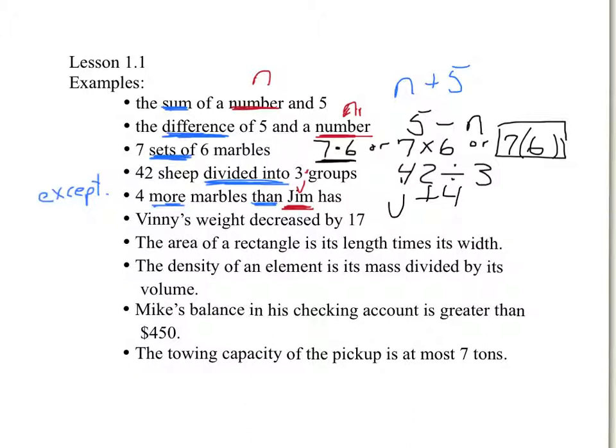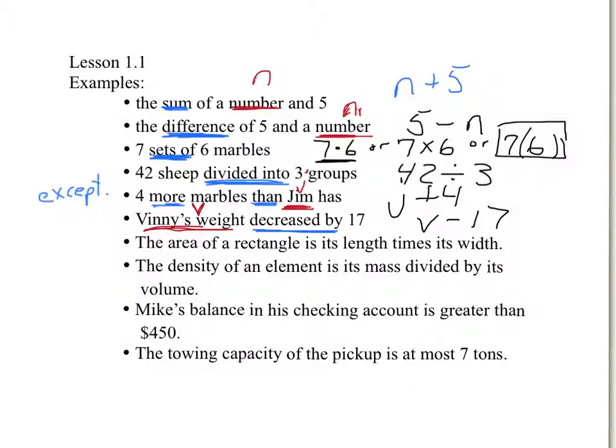Okay. Next one is Vinny's weight decreased by 17. What's the thing we don't know? That would be Vinny's weight. I think I'll call that V. I could call it W, but hey, it's Vinny's weight. We'll call it V. The operation is signified by the words "decreased by," which means I'm going to subtract. So my expression will be V minus 17.